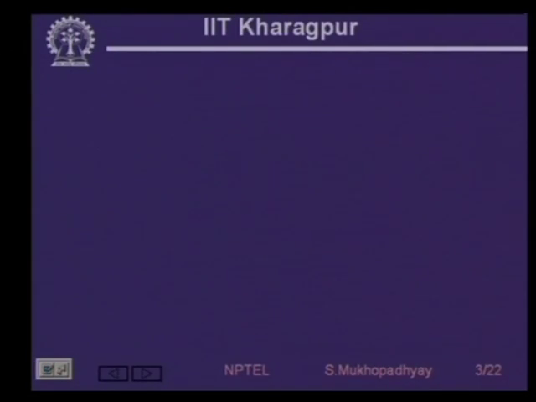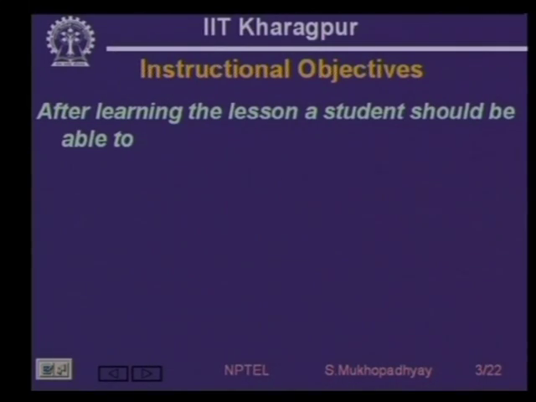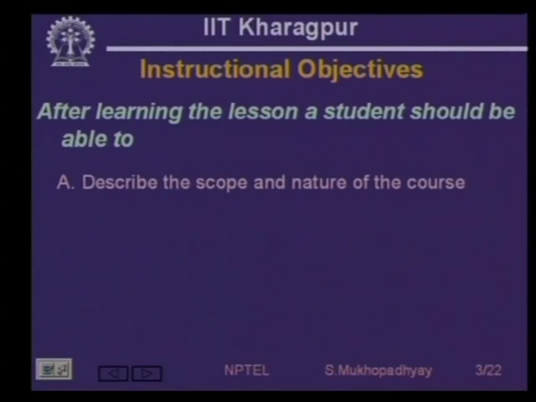Before we start off, first of all, we need to understand the instructional objectives. That is, what is it that a student is expected to be able to do after going through this lesson. So, after learning the lesson, a student should be able to, A, describe the scope and nature of the course. So, that will give an understanding of what he can expect from this course, what type of course it is, what kind of an exposure he is expected to get.